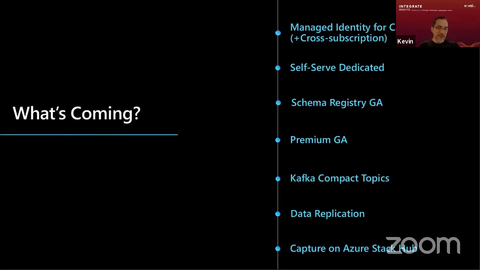So what's coming? We have a lot of great things that are coming. First is managed identity for capture. This will allow you to use the managed identity of Event Hub, so either the system identity that comes with the Event Hub or a user assigned identity that you create and associate with your Event Hub, to go and authenticate with your storage account. And so that gives you finer grained control about your access to these storage accounts and a different way to manage it.